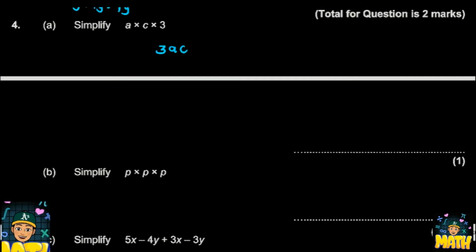And the next one we have p times p times p. So now this is multiplication. It introduces the powers. So this is 3 p's multiplied together, so we get that as p cubed.